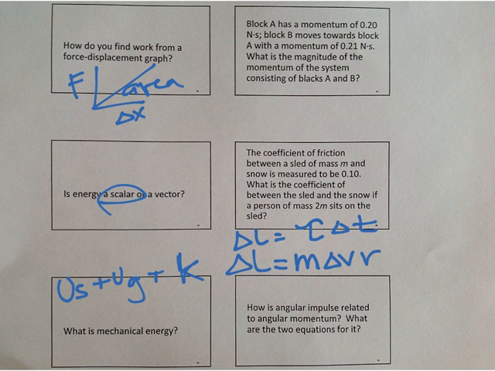The coefficient of friction, was it the same if someone heavier lands on it? It's exactly the same. The coefficient of friction has nothing to do with anything besides your two surfaces. Alright, if a block has some momentum and it moves towards another block, what's the magnitude of the system later? You just add them.